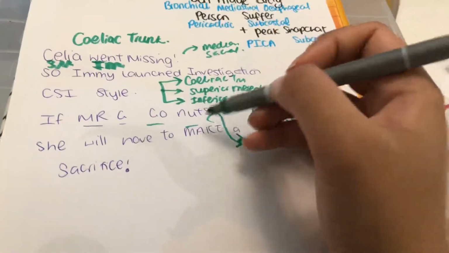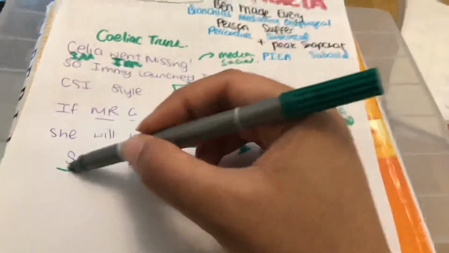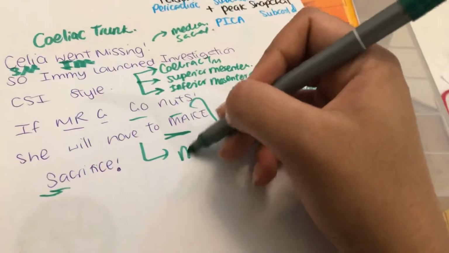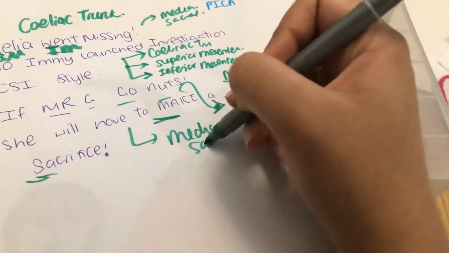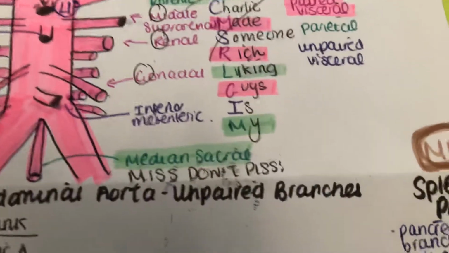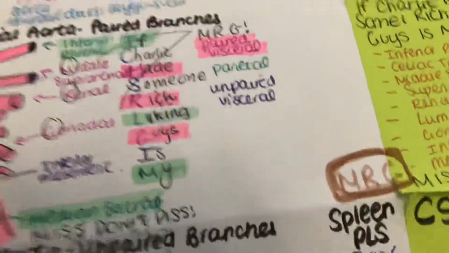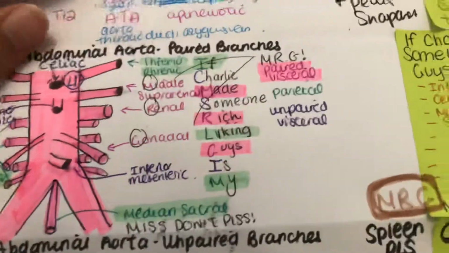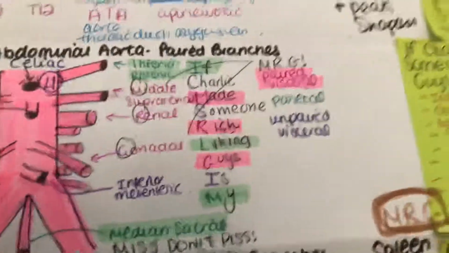Make a sacrifice is your median sacral. Now, how does this look? Like this. Oh yeah, and don't forget inferior phrenic.